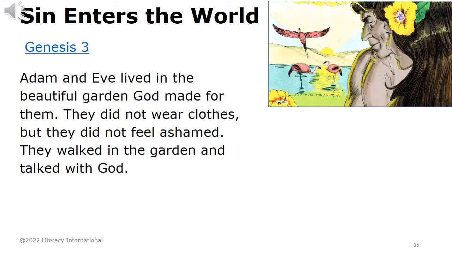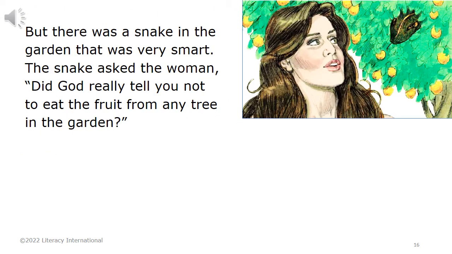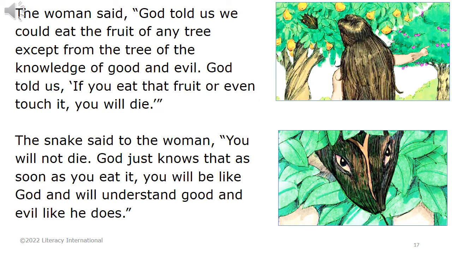Sin enters the world. Genesis chapter 3. Adam and Eve lived in the beautiful garden God made for them. They did not wear clothes, but they did not feel ashamed. They walked in the garden and talked with God. But there was a snake in the garden that was very smart. The snake asked the woman, "Did God really tell you not to eat the fruit from any tree in the garden?" The woman said, "God told us we could eat the fruit of any tree except from the tree of the knowledge of good and evil.